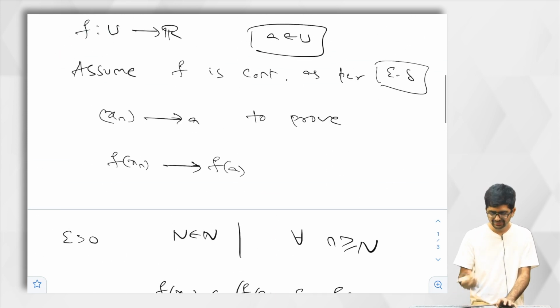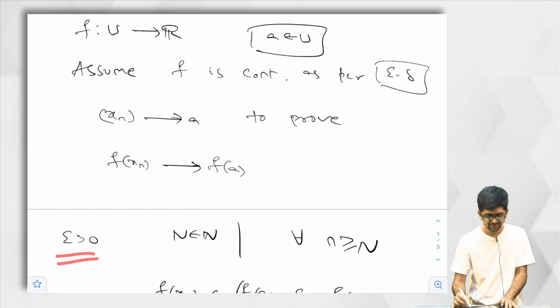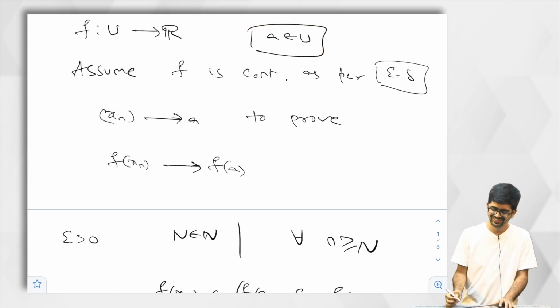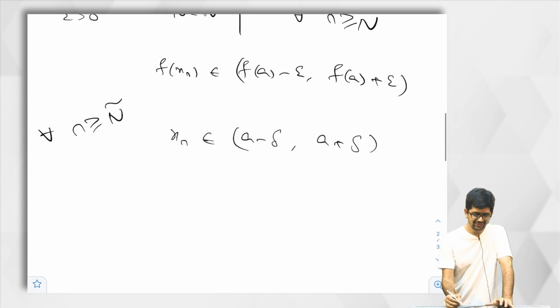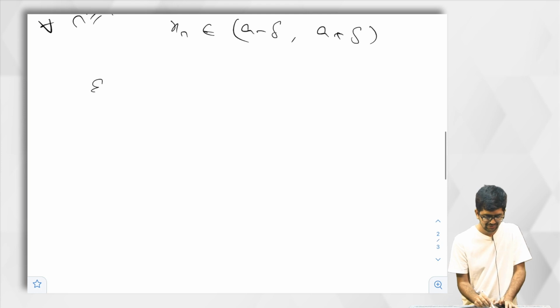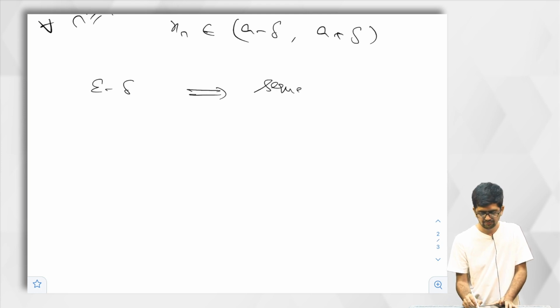Do I have delta? Yes. Given epsilon, there is delta already. This is after fixing A, that we have already fixed before. So what does this say? This says the epsilon delta description implies the sequence version.